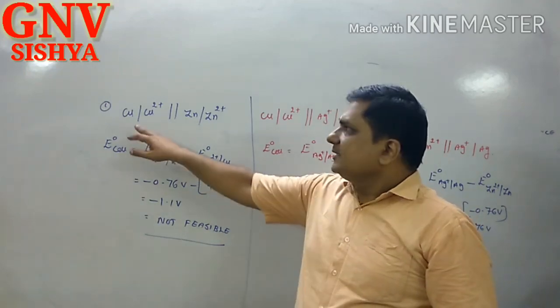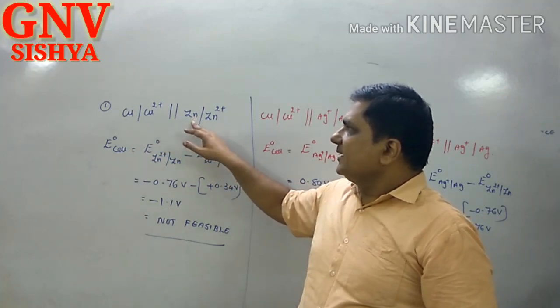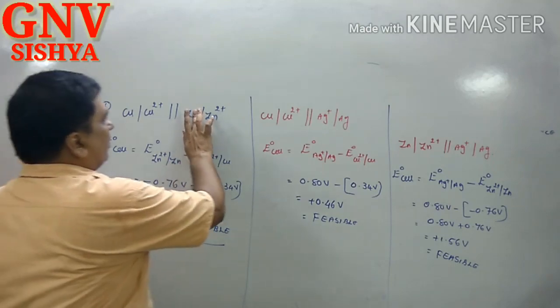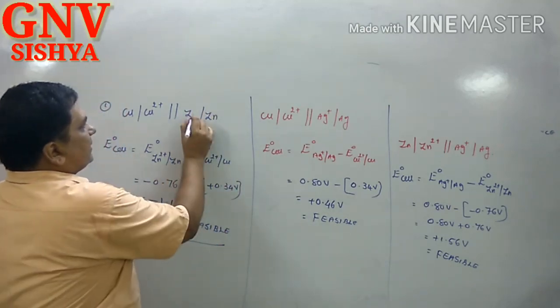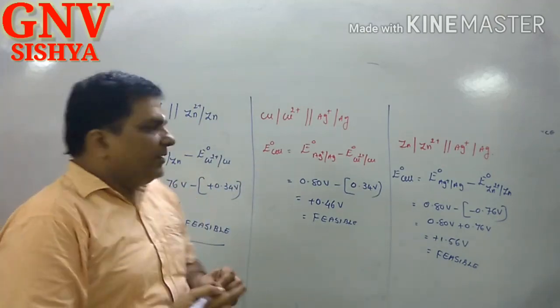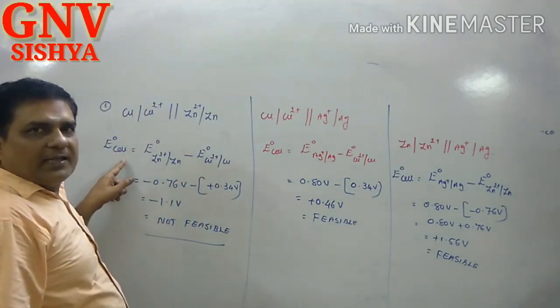Let us check. Cu bar Cu2 plus, salt bridge, Zn2 plus bar Zn. Actually, I wrote it wrongly, I am very sorry. This is Zn2 plus bar Zn. Correct. EMF of the cell.